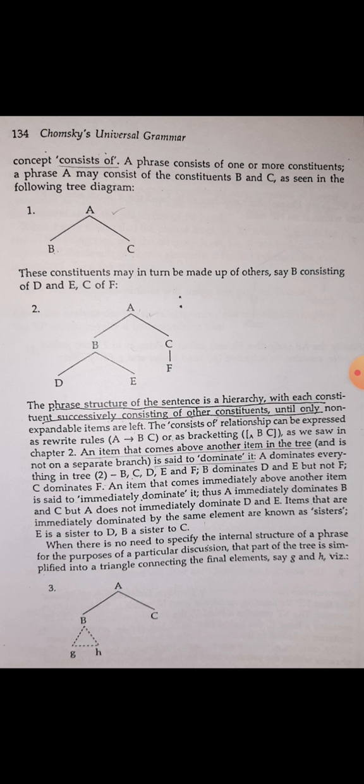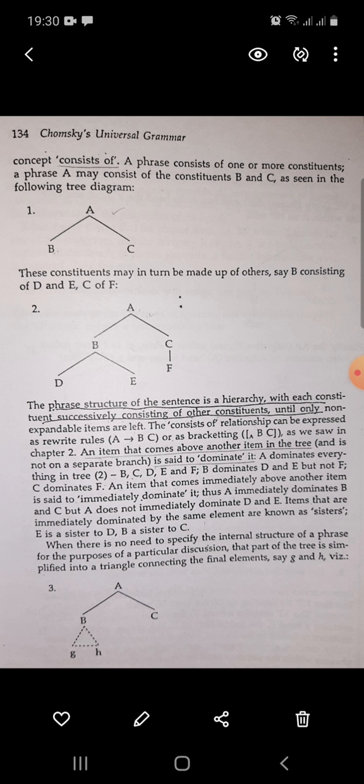So if we got a sentence A, and A is made up of a noun phrase and a verb phrase, so a noun phrase B, for example, is further having its constituents like modifiers D and the noun, that is E. And in the same way, C might be having only a single verb like F. So the phrase structure of the sentence is a hierarchy.